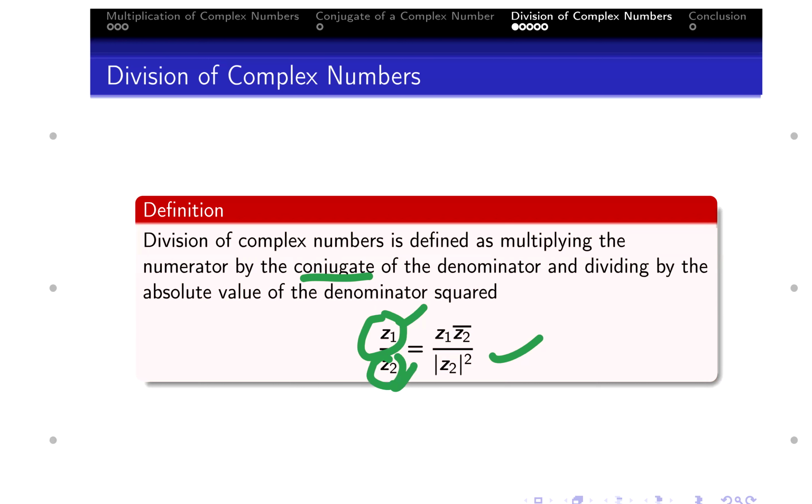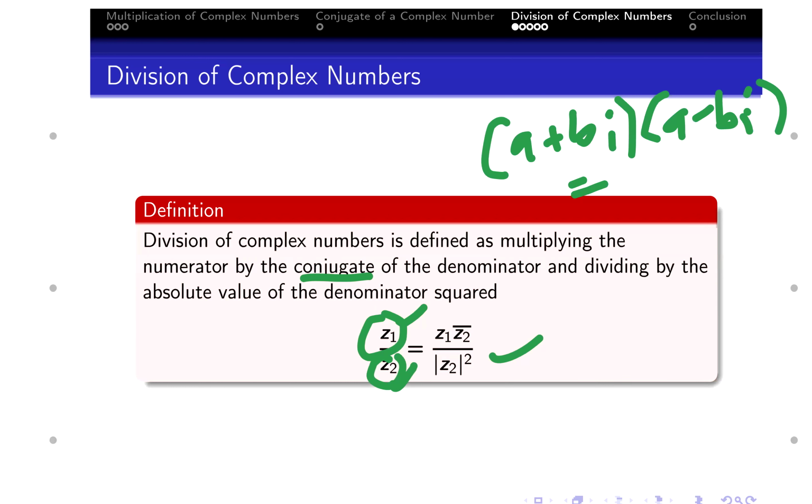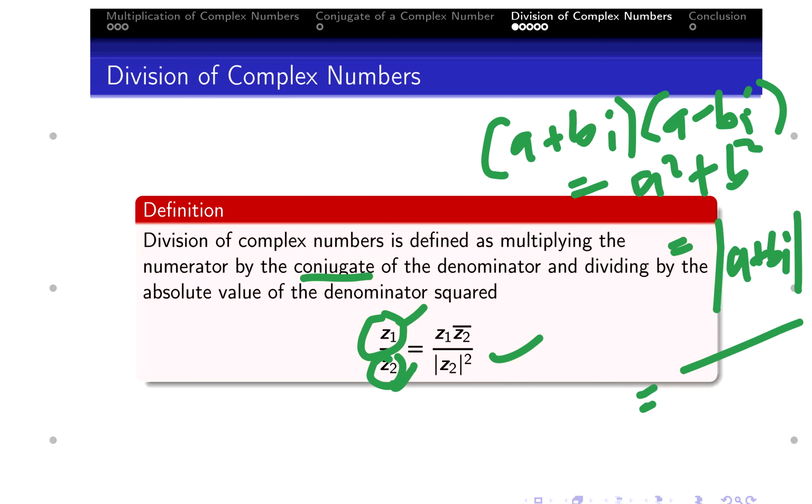If you have a plus bi multiplied by a minus bi, we already know that is the same thing as a squared plus b squared. This is actually the same thing as the absolute value of a plus bi squared, because the absolute value of a plus bi is the square root of a squared plus b squared. By the time you square it, the square root cancels out, and you end up getting a squared plus b squared. That's what the division is about.